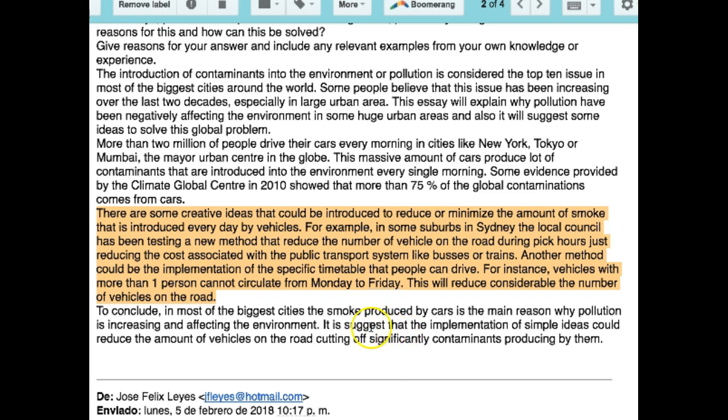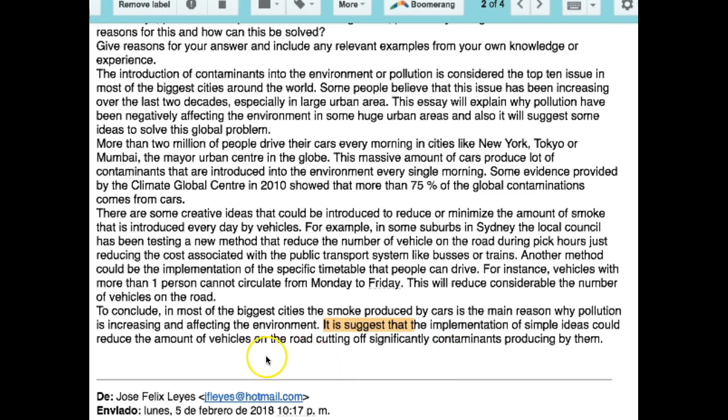It is suggested that the implementation of simple ideas, let's just go straight to the point and just say the implementation of simple ideas could reduce the amount of vehicles on the road, this would cut significantly the amount of contaminants produced.